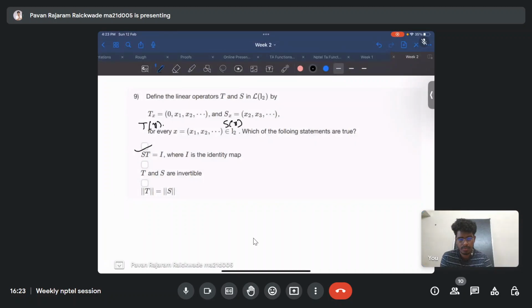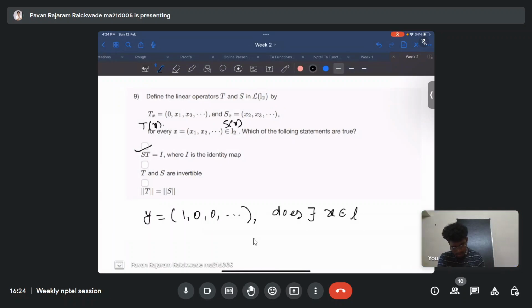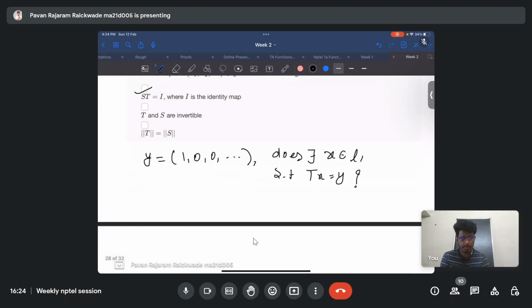Yes, you're saying T is an onto operator. Okay, what will be the image of e1, I mean 1, 0, 0, all zeros? Do you have any pre-image for that? Onto means for every element in the codomain, you need to have an image in the domain. So if you take y in the codomain, suppose y equals 1, 0, 0, 0, does there exist an x in l1 such that Tx equals y? No, right?